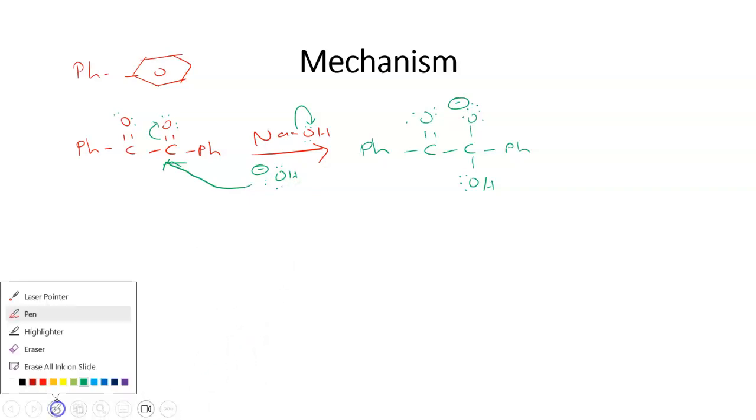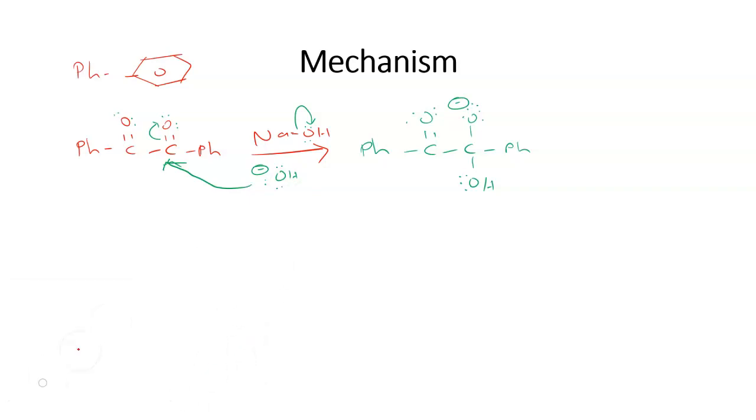After that, in the next step, the lone pair of electrons on the oxygen will come down and again form a pi bond. After that, the phenyl ring will attack the electron deficient carbon, and at the same time the carbon-oxygen bond will break.